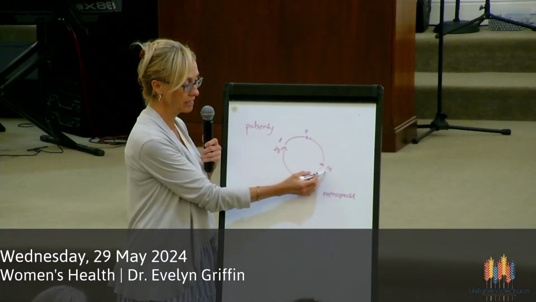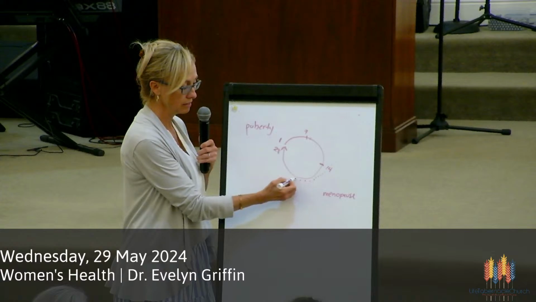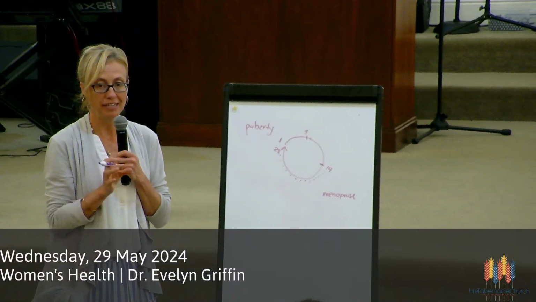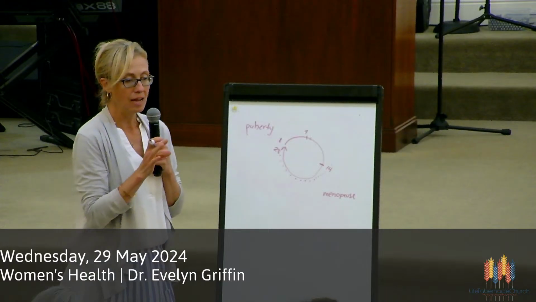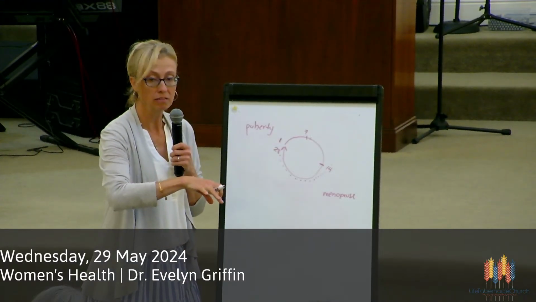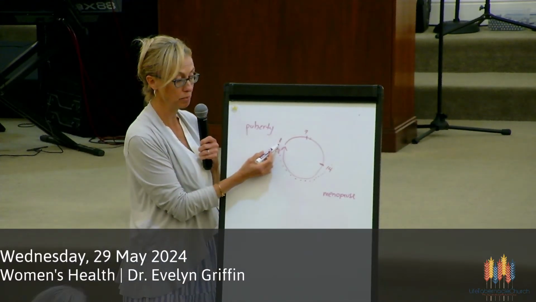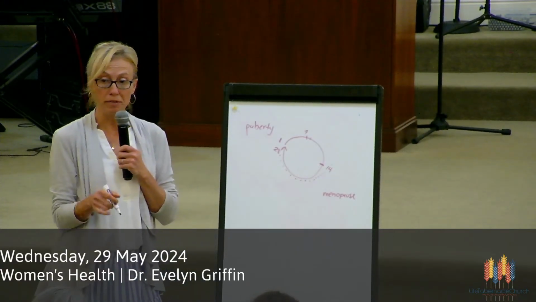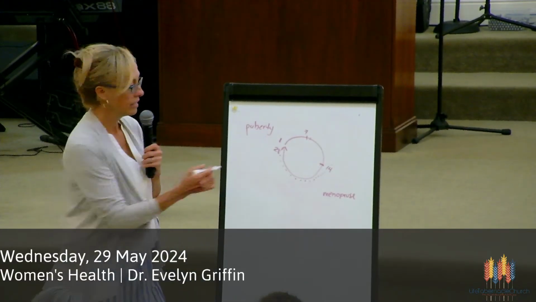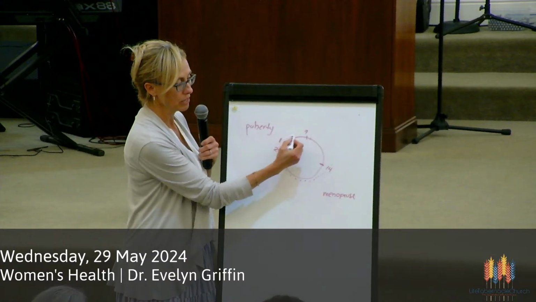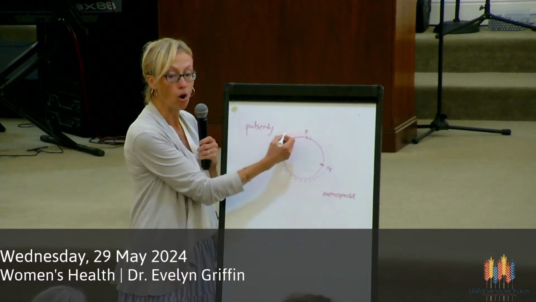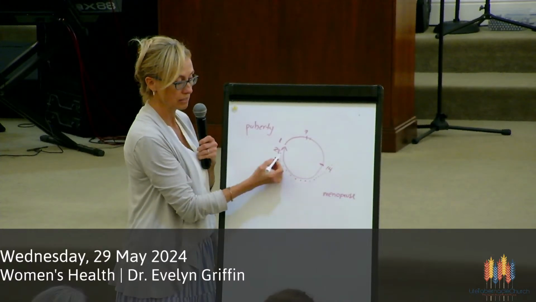And this phase here, from day 14 to day 28, does not change at all. From the time that a woman releases an egg to when she has her next period, that time frame does not change. So if a woman has an irregular period, it means that something's happening over here that's making it very short or very long. But this phase doesn't change.